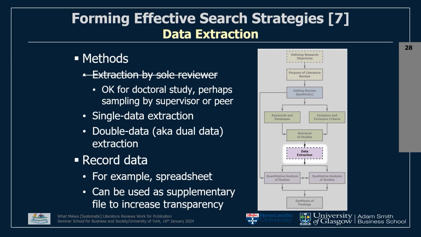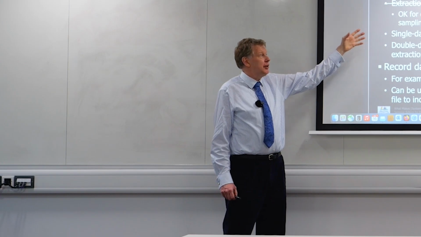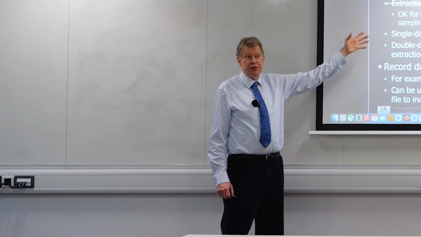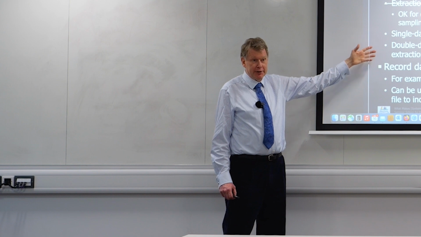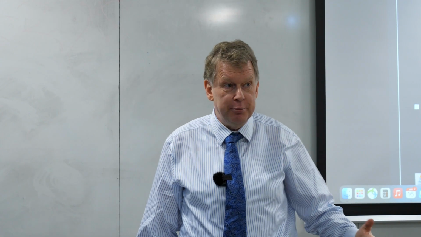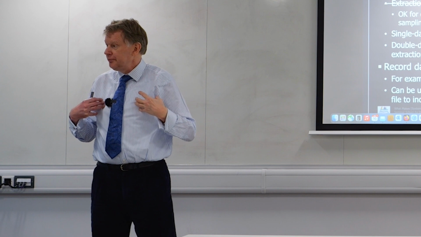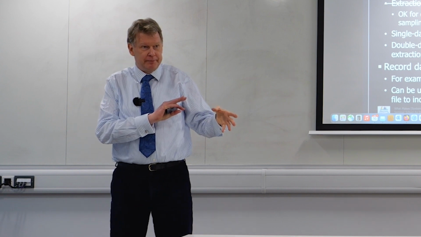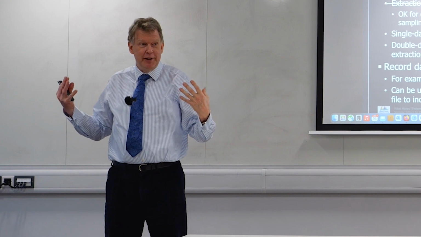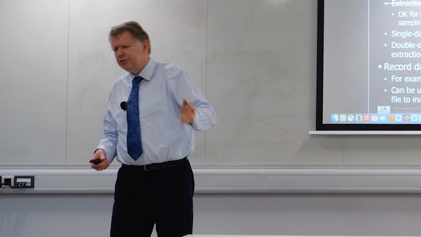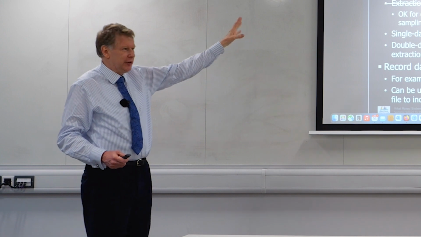Then the data extraction. Doctoral students? The point is, for doctoral students, data extraction is a bit difficult because the guideline is that there are at least 2 people looking at a single study. That is called single data extraction and double data extraction. So single data extraction means one person extracts and the other person checks. And double data extraction means independent extraction and then comparing. And then you have to resolve conflicts and so on, but I've left that out.